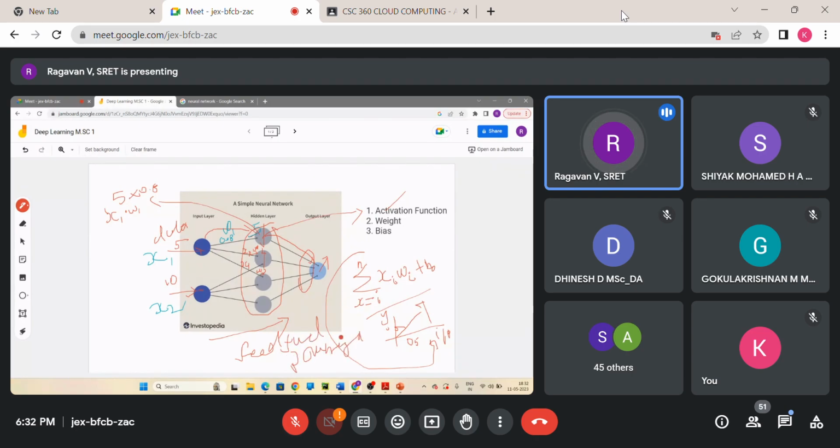If you do not understand, no issues. This is the overview of the neural network. We will discuss it one by one, elaborately. So this is the overall neural network. Why is it necessary? What is the purpose of a neural network?